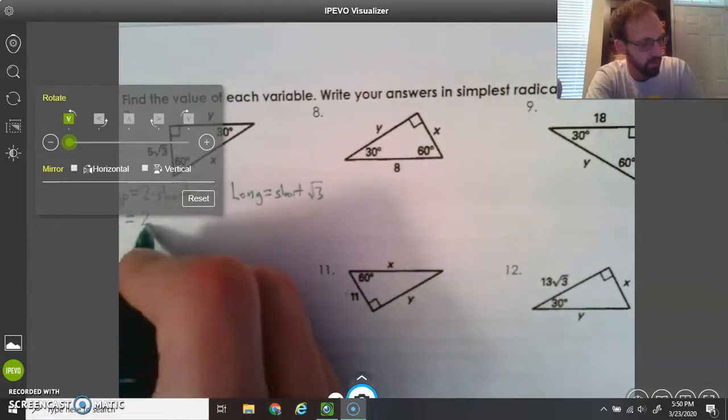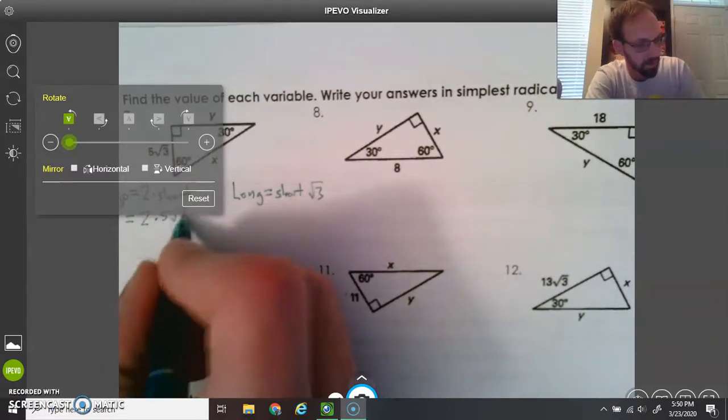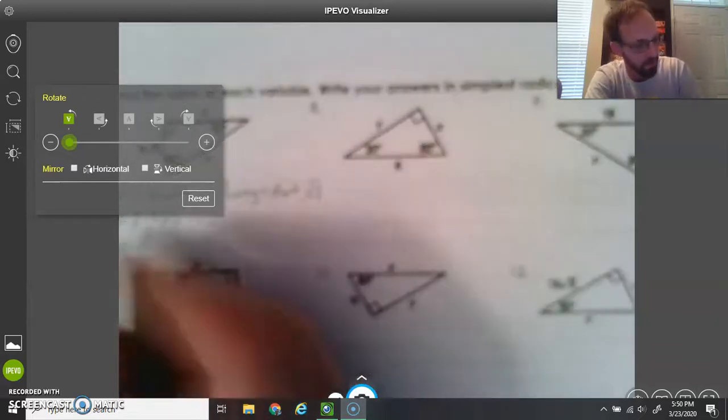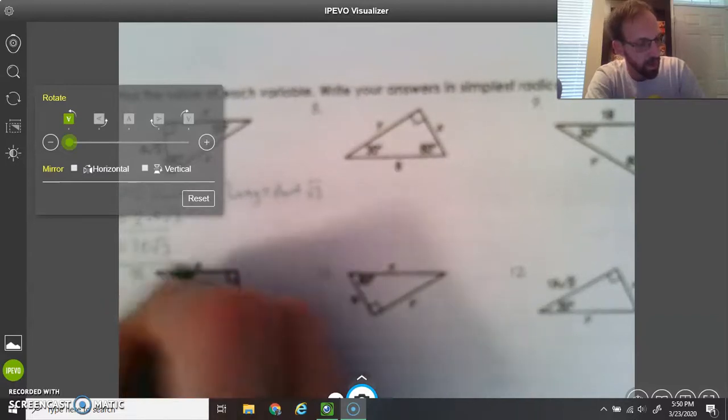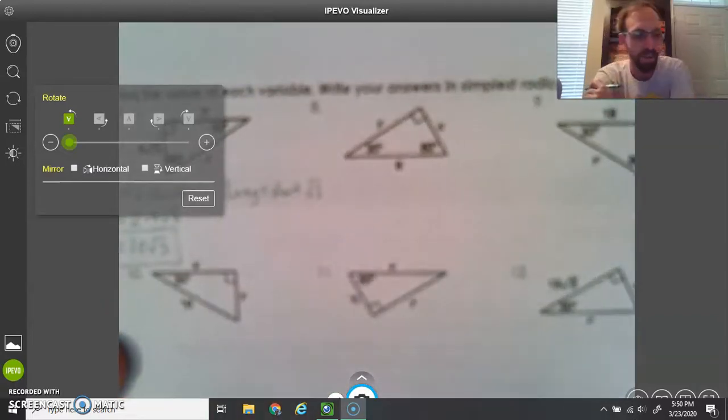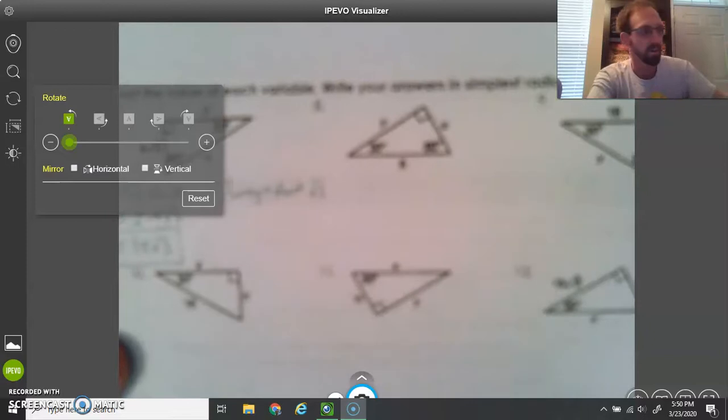So x equals 2 times 5 square root of 3. Simplify that. Take 2 times 5. You get x equals 10 square root of 3. We're not adding units to any of these because it says find the value of each variable, so we're not finding the units.